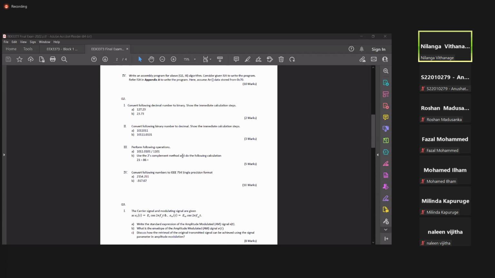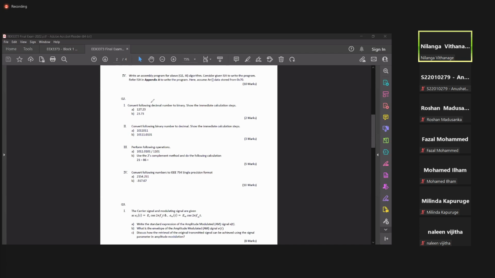So actually, if you understand how to do this calculation, it is straightforward, right? So there are no special theories and everything. If you take, as an example, converting decimal to binary, there's only one method, right? So if you can understand the method, it is straightforward. You can get full marks. I keep saying this again and again.